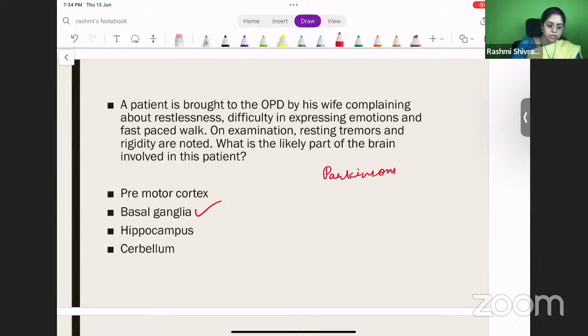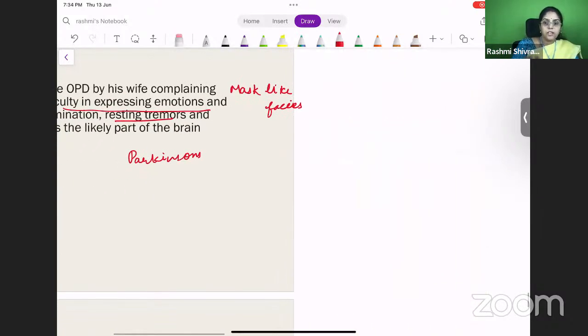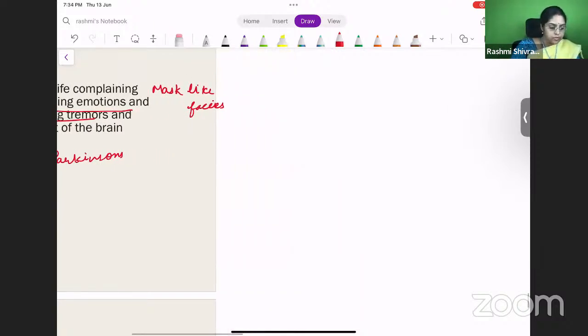What we have described in the question: difficulty in expressing emotions, that's the mask-like face. The fast-paced walk, this is festinating gait, the characteristic Parkinsonian gait. Restlessness. There are resting tremors and rigidity. So when we talk about involuntary movements, I would just like to highlight the centers involved in the other involuntary movements. Like we saw in Parkinson's, it is the basal ganglia which is involved, right?